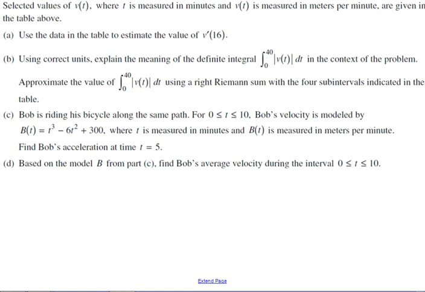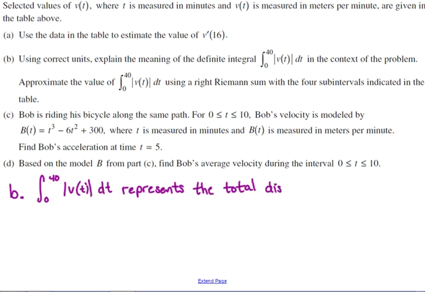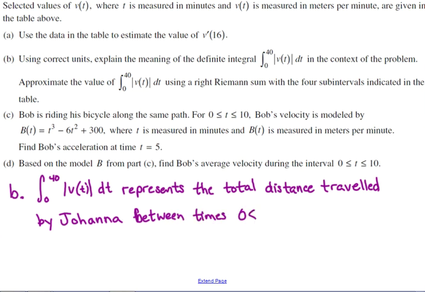How do we determine the difference between the two? The absolute value. When there's the absolute value, we are talking about the total distance traveled. So you need to say that the integral from 0 to 40 of the absolute value of v of t dt represents the total distance traveled by Johanna between times 0 to 40.